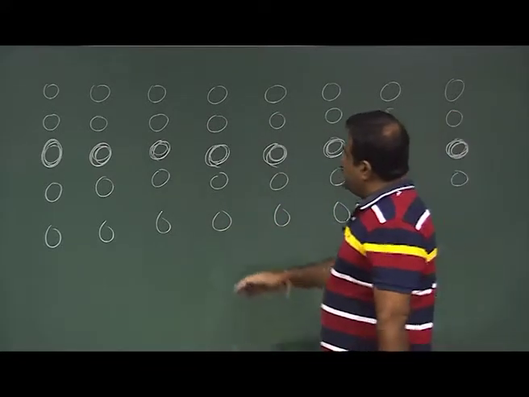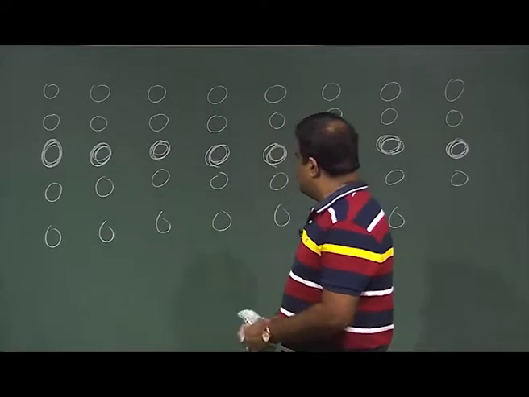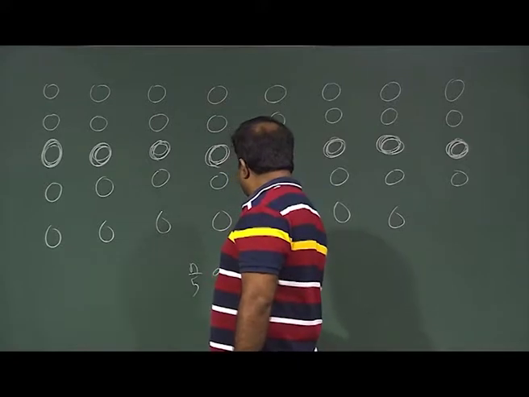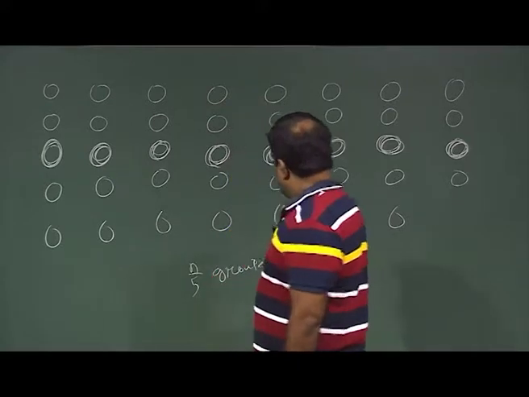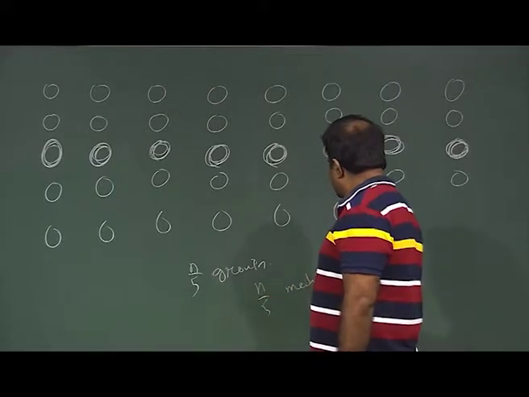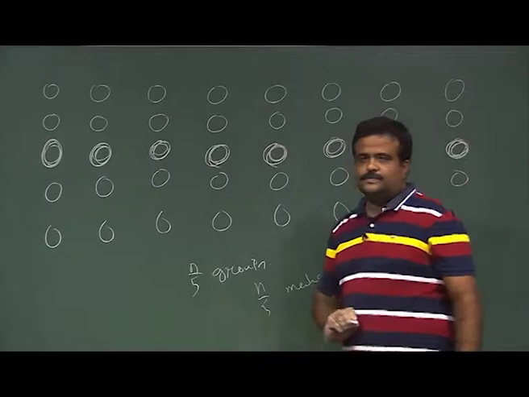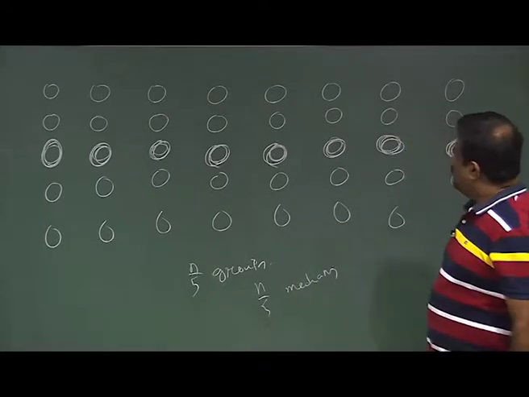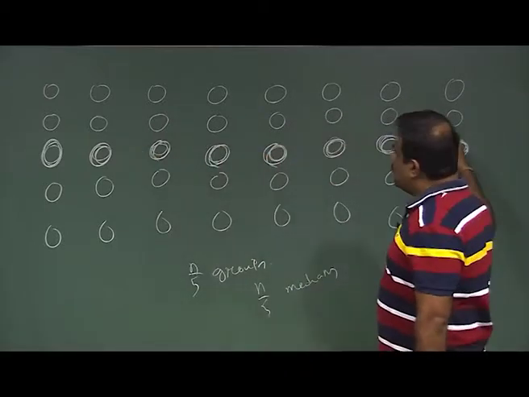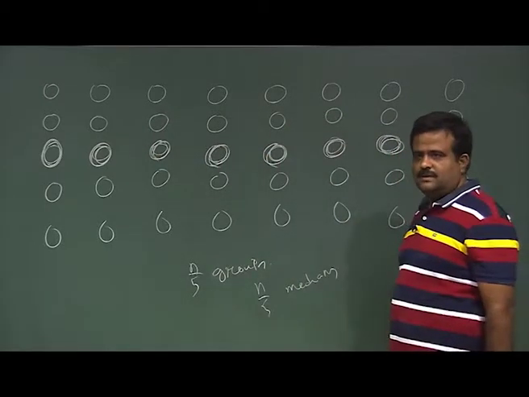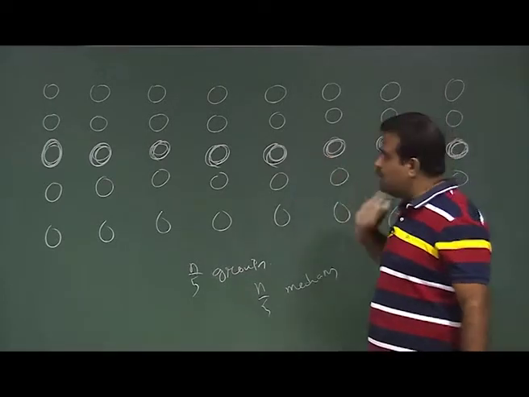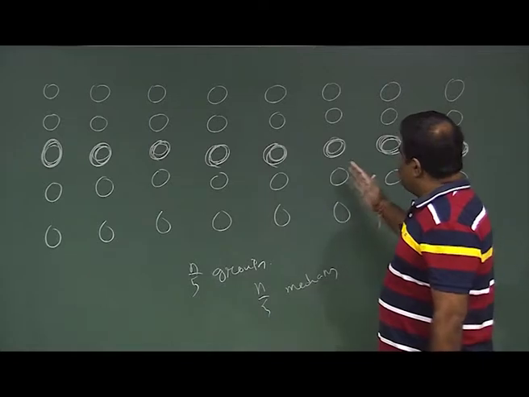Now, how many groups are there? There are n elements, so roughly n by 5 groups are there. That means n by 5 medians are there. Now we find the median of the medians, and that we will find recursively by the same function call. We will come to the code. So now we want to find the median of medians.